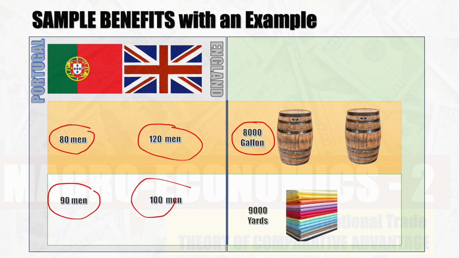Now we can see that the efficiency of Portugal illustrated in this example is more. So will it be more beneficial if we produce everything in Portugal, or if there is a trade between these two countries, shall it be helpful? Let's see further.